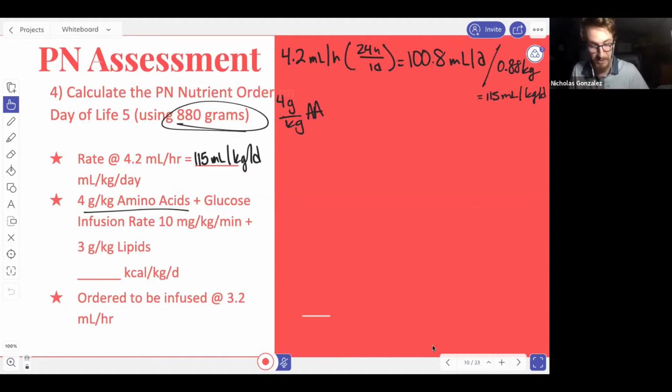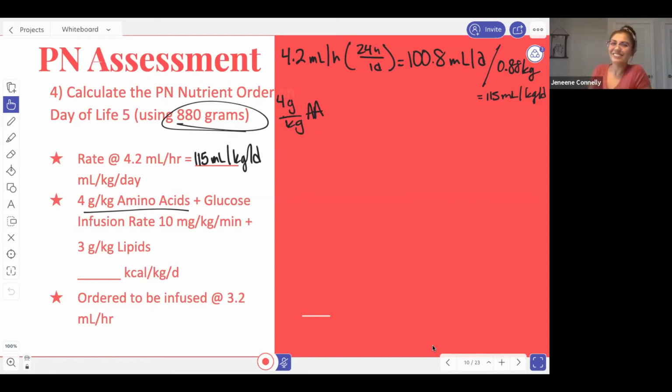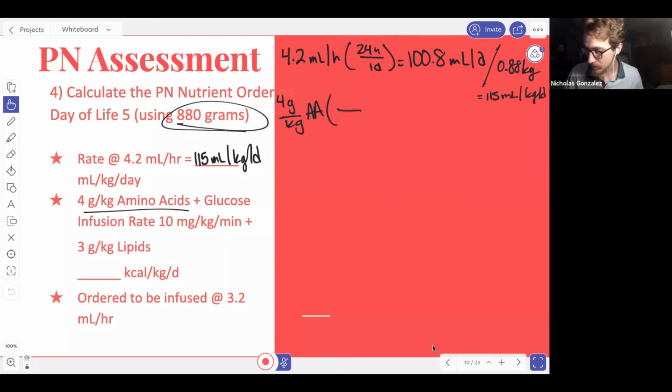So Janine, I'm going to ask you again. How many calories are in 1 gram of amino acids? 4. Okay, so we want to cancel out the grams. So we're going to put that on the bottom. So 1 gram of amino acids is 4 calories. And that's going to give us 16 calories per kilogram of amino acids.